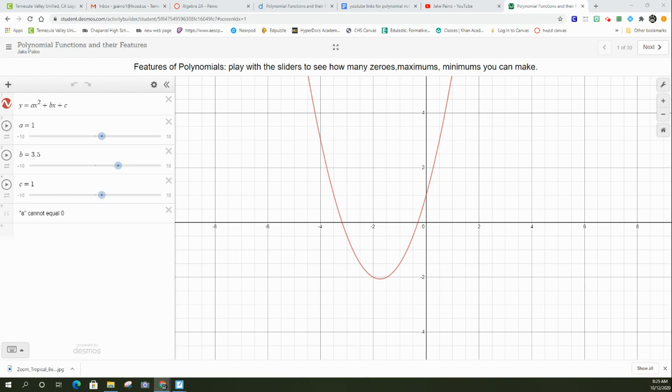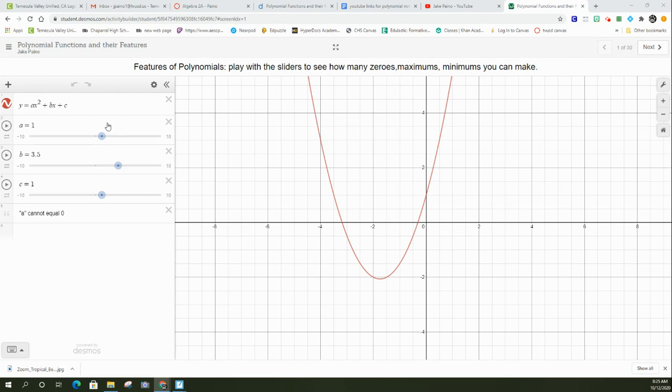All right, so we're doing the Desmos activity on polynomials. Right now we're going to start with this polynomial. It's in standard form, ax squared plus bx plus c. We notice that the exponent is 2. So from our Edpuzzle, we know this has a degree of 2.